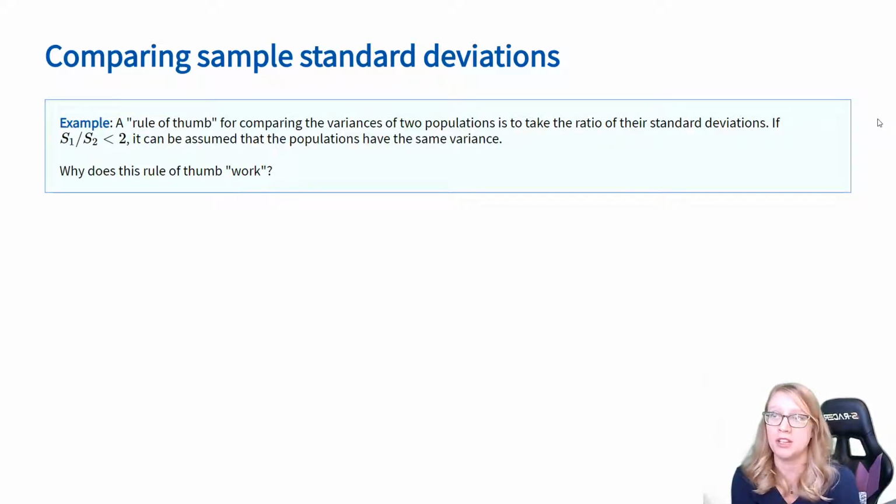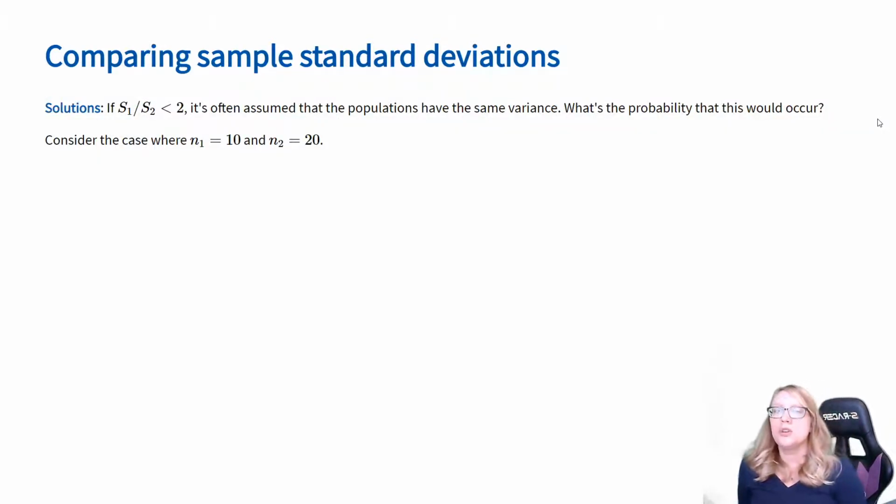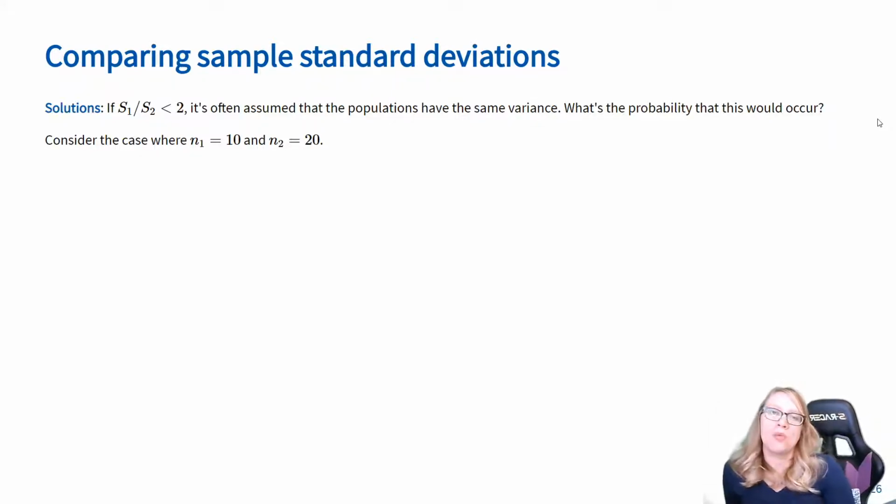Now, in intro stats, you may have heard a rule of thumb for comparing the variability of two populations. That rule of thumb was to take the ratio of the standard deviations. So if the standard deviation of group 1 divided by the standard deviation of group 2 is less than 2, we typically will assume that populations have the same variance. Now, why does this work? So consider the case where n1 is 10, n2 is 20.